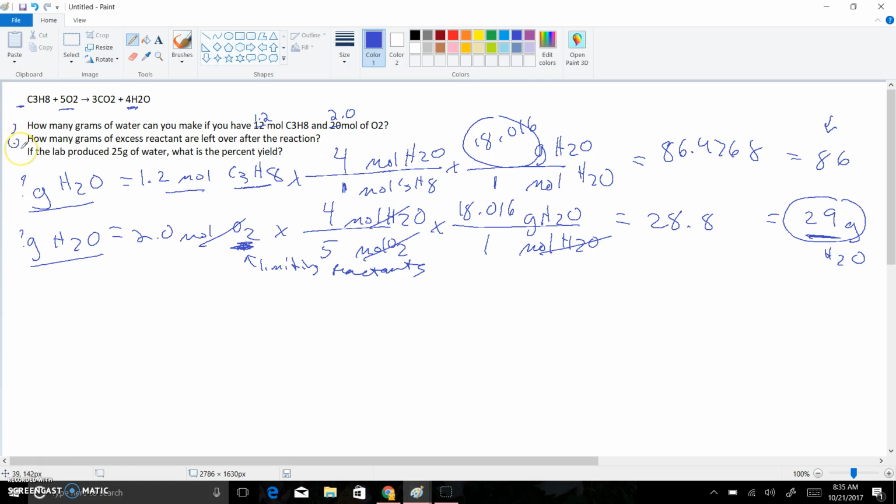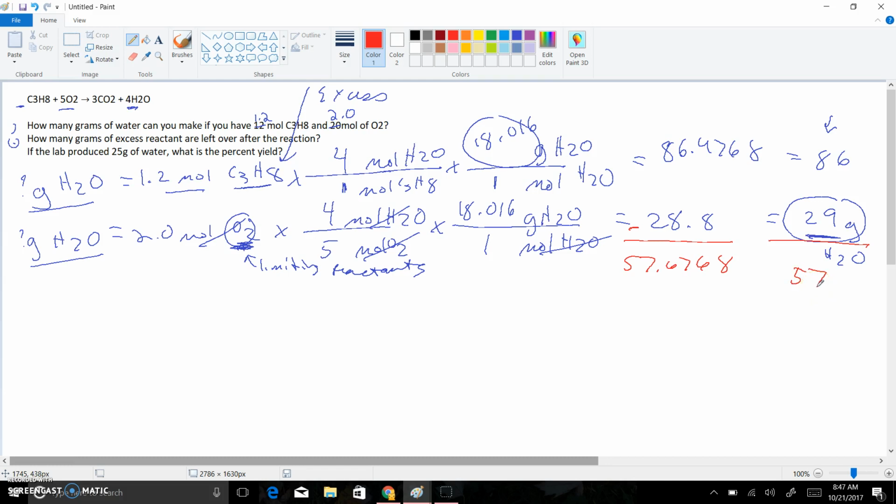If we look at number 2, how many grams of excess reactant is left over? If oxygen is my limiting reactant, that means my excess reactant is the C3H8. So the first thing we need to do to find the excess reactant is subtract these 2 values: 86.4768 minus the 28.8. If I do that, I get 57.6768. Or if I do the already sig-figged numbers, 86 minus 29, I get 57.